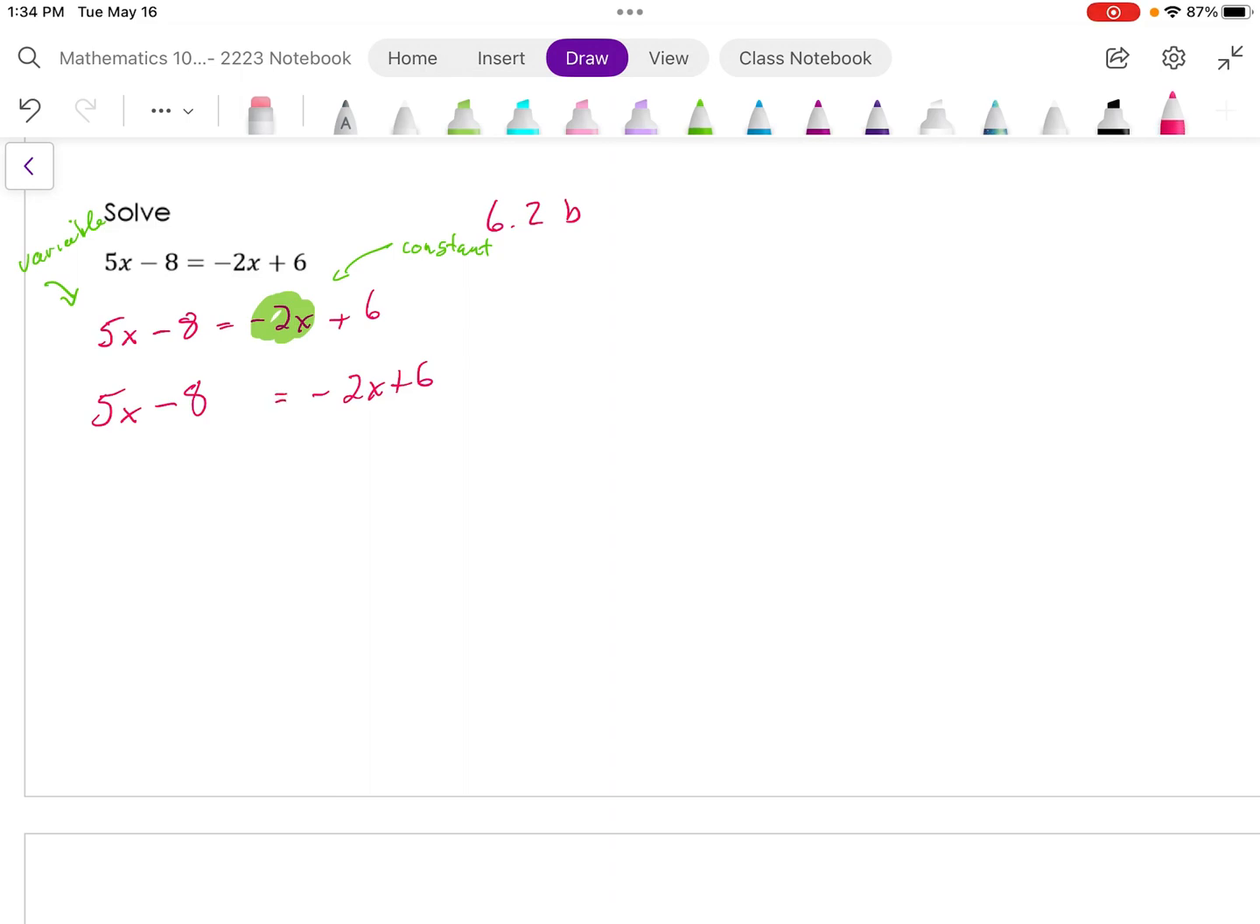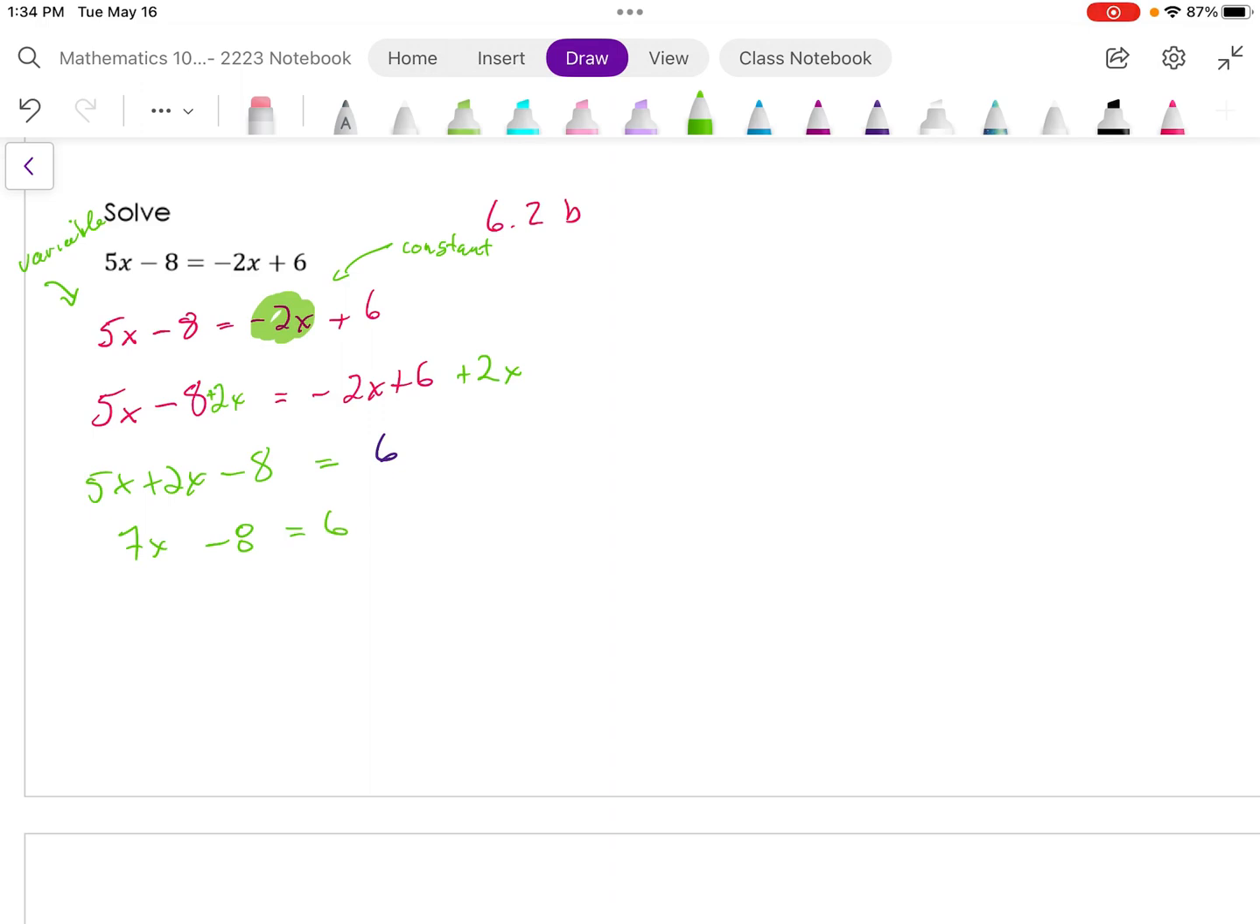To eliminate 2x from the right-hand side, I'm going to add 2x. But if I add 2x to the left-hand side, I'm going to add 2x to the right-hand side. So really, this is just 5x plus 2x minus 8 is equal to, and if you notice, negative 2x plus 2x is 0. All I'm left with is 6 on the right-hand side. As I further simplify, 5x plus 2x is 7x. 7x minus 8 is equal to 6.